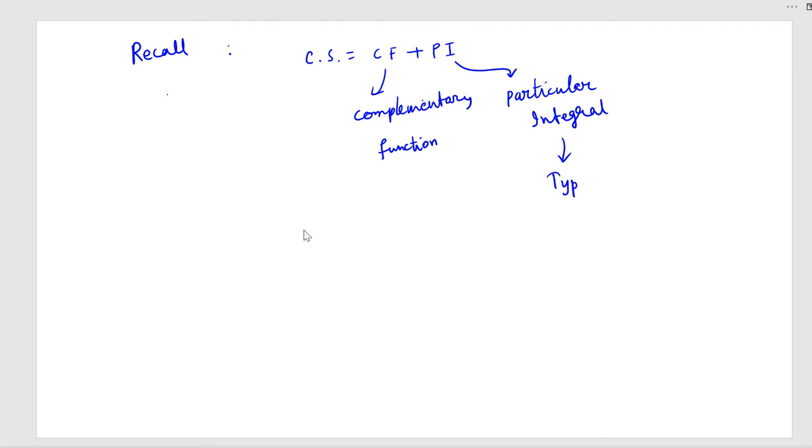Or we can say types. The sixth one was the generalized one, in function of x. And for the complementary function, we have seen that we need to use the D notation, d/dx, and in place of D we substitute m, and then we will find the values of m.